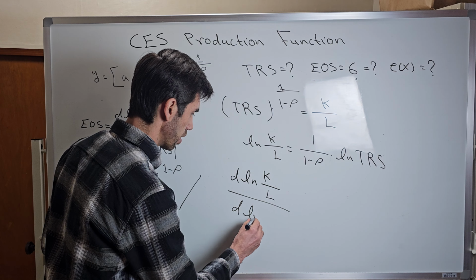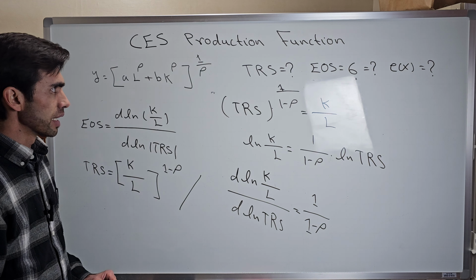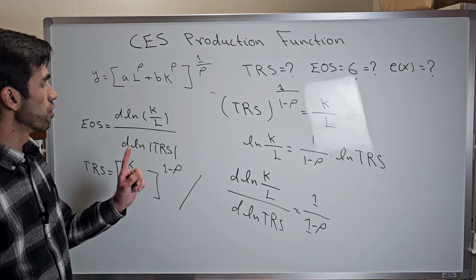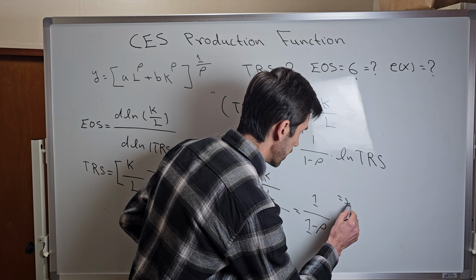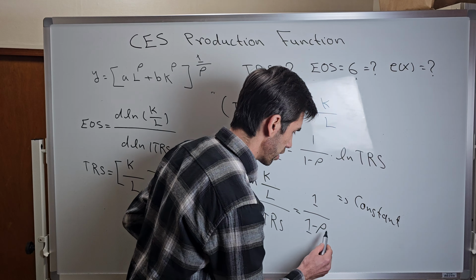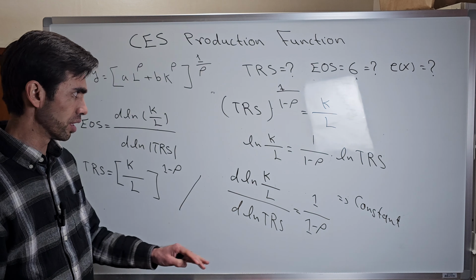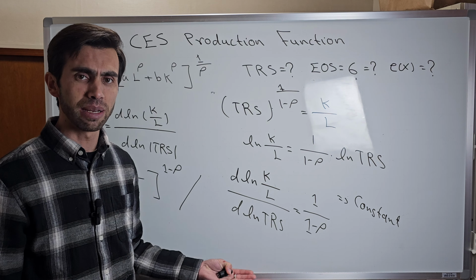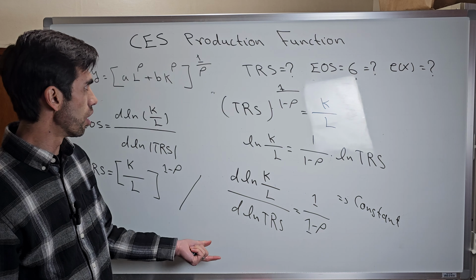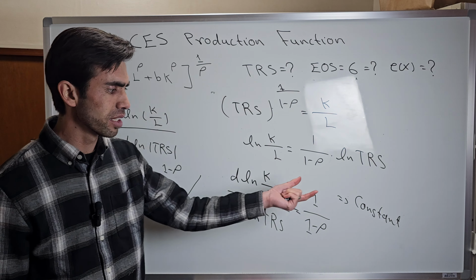So by this solution, we now come to know that the elasticity of substitution for a constant elasticity of substitution production function is equal to a constant number, and it depends on the value of rho. It's not variable, it's not changing, it does not depend on the value of K or L or anything else. It's dependent on the value of rho, and rho is a constant, fixed number. So the elasticity of substitution for a CES production function is constant.